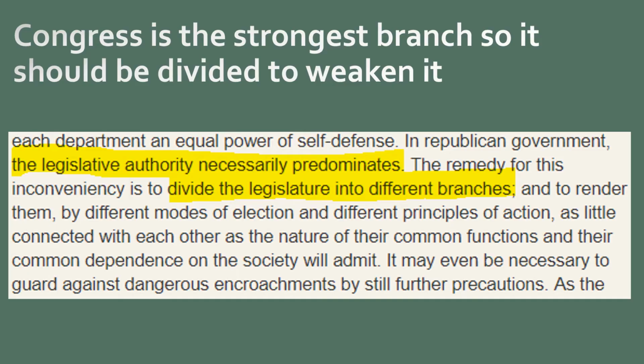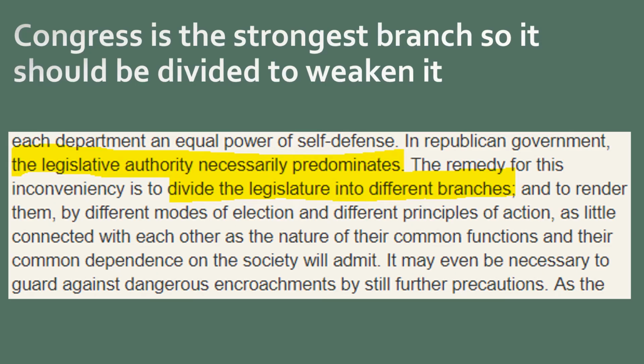Now here is just an observation. And again, this is different than it is today. Unit 2 is going to go into this in great detail. But originally, Congress was thought to be the strongest branch. So he says the legislative authority necessarily predominates. We know that's not true today, but it was in 1787.